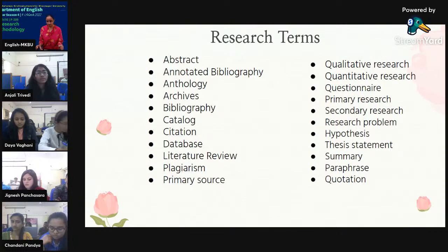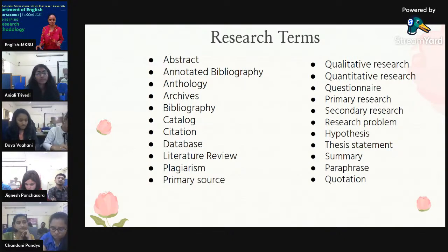Then citation. It is the reference to a book, article, or web page that we give, and there are many styles like APA, Chicago, MLA style, and other styles available. Database is like a platform, like JSTOR or academia.edu. They publish, they collect all the things together, and the best example is JSTOR.